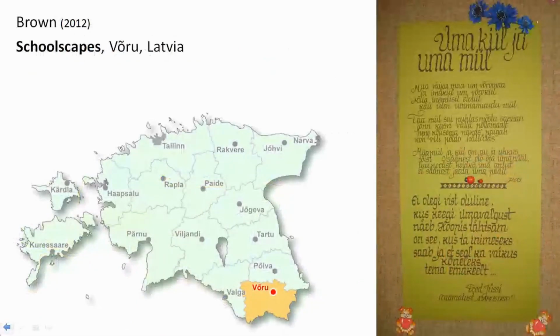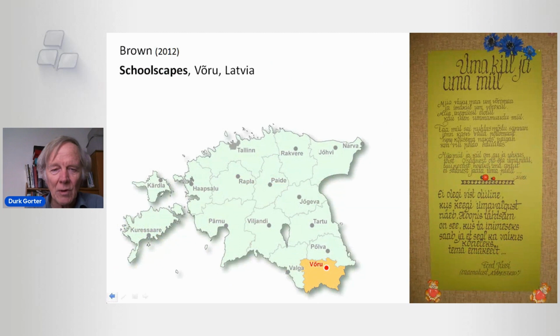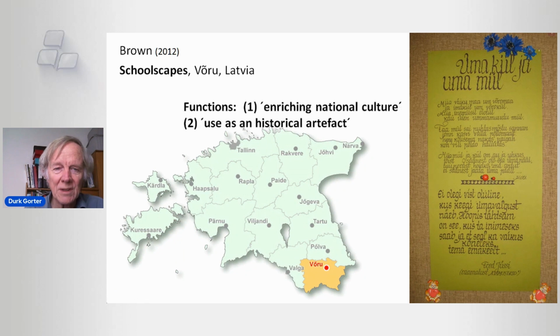But we also could look, as I said in the beginning, at the linguistic landscape as schoolscapes. And it was Tara Brown who introduced it for the Livonian language in Latvia, where she looked at the schoolscapes of the schools there, and she found that they basically have two functions. On the one hand, the signage in the school is enriching the national culture, and on the other hand, the signs are also used as a historical artifact to show certain things of the history of the language and to make the children aware of it.